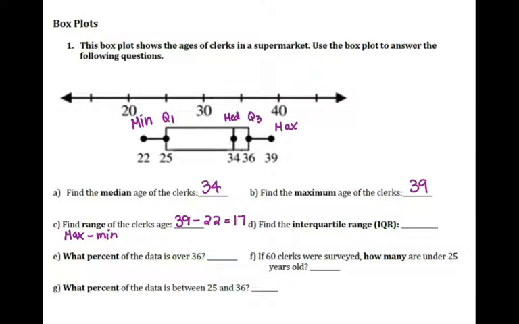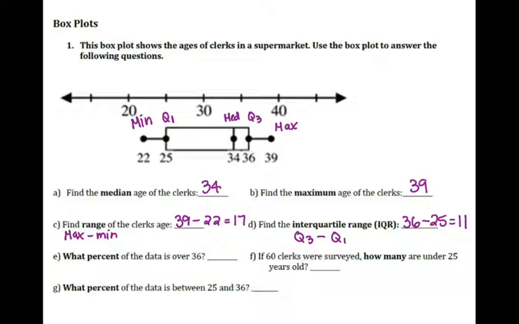Interquartile range is a little different. Interquartile range is going to be your third quartile minus your first quartile. And what that tells us is the range of the middle 50% of the clerks. So I'm going to take 36 minus 25, and that interquartile range is going to be 11.